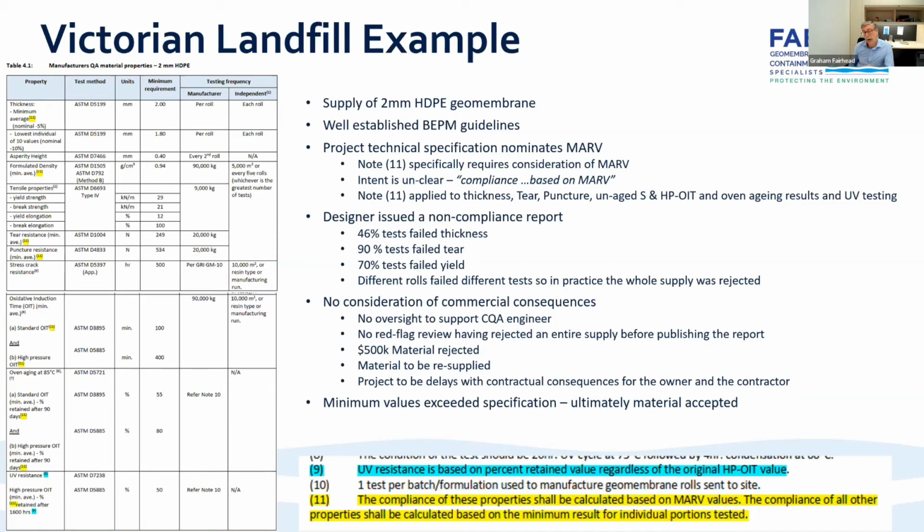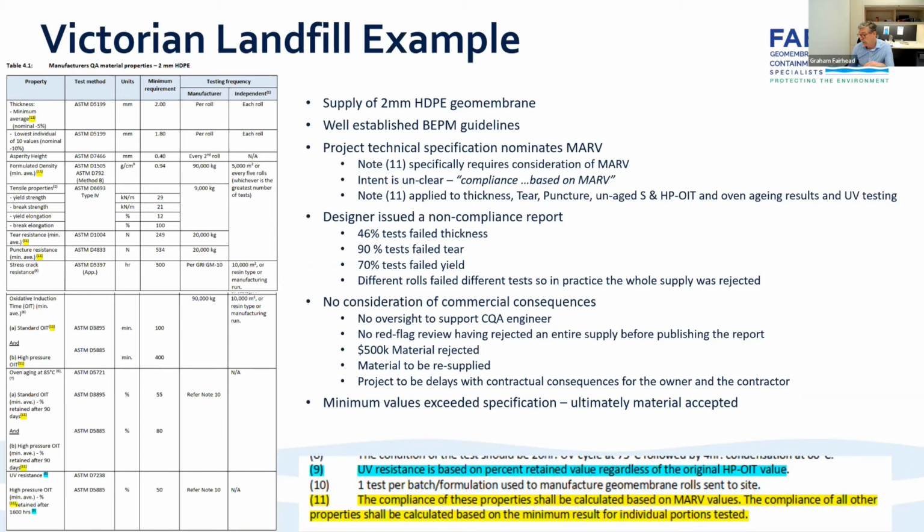What actually happened, the materials were supplied, as is the case in Victoria. They were sampled on site, independently, sent to an independent laboratory to be tested, and nearly half of the materials failed thickness, 90% failed tear, 70% failed yield, which meant that there wasn't a single roll that actually passed everything, and the entire supply was rejected. And that was because for each of those tests, the designer's CQA person did that statistical calculation, standard deviation, worked out what the range would be, and said, look, from the full range, you should be getting failing samples. And that's how they applied the data on a roll-by-roll basis. And there was no consideration for the commercial consequences of that approach.